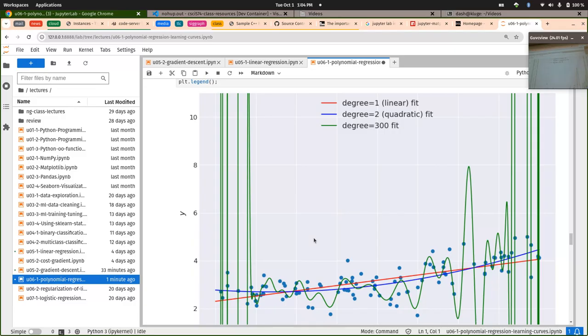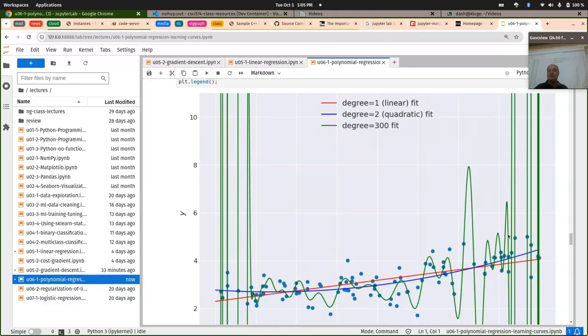Right, and we're plotting our data. We're actually plotting a line. So the red line is the best linear fit to that set of data that was generated using a quadratic, a power of two. And the blue one is the best fitting degree two line. And the green one was the degree 300 line.